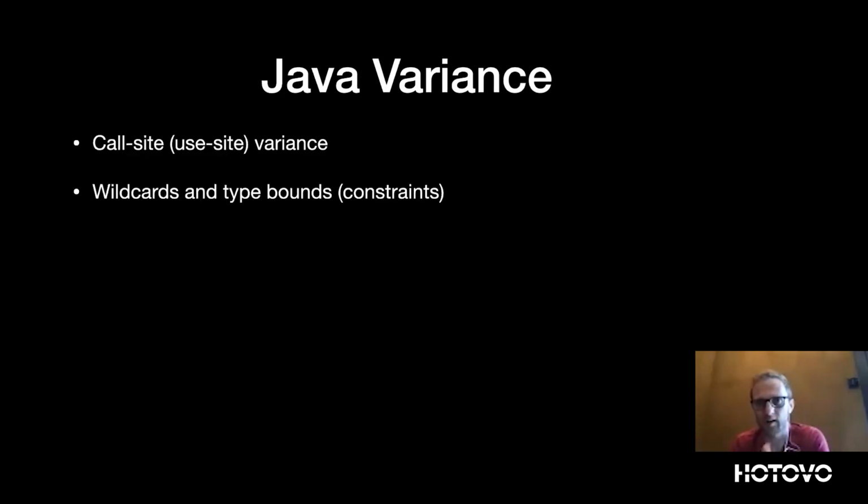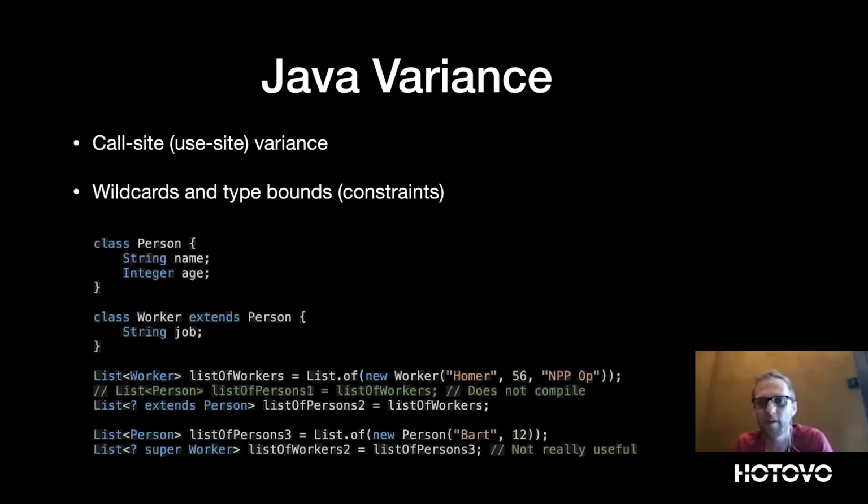Now let's look at the Java implementation. Java uses something called call site, or sometimes referred to as use site variance. What this means is that the variance is defined when it's used, not when it's declared. It uses wildcards and type bounds to implement the variance.